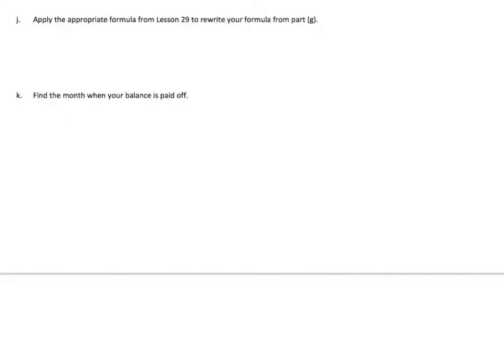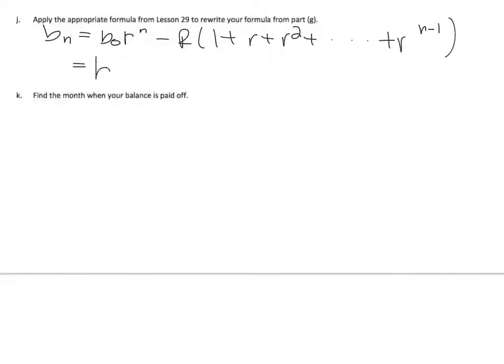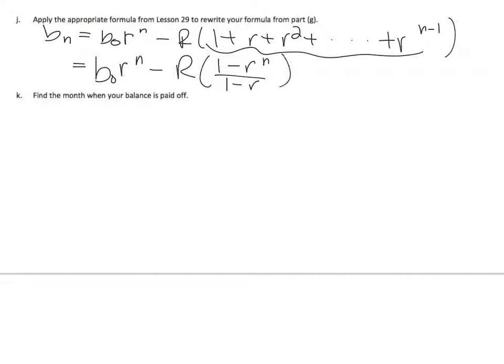All right, apply the appropriate formula from lesson 29. So we're going to put this into a formula we can use. Let's start out. I'm just going to recopy from the previous slide so I can see what I'm doing. This is what we did. I have to take my watch off. It keeps on touching something in my iPad. So this right here can simplify into (1 minus R^n) over (1 minus R).